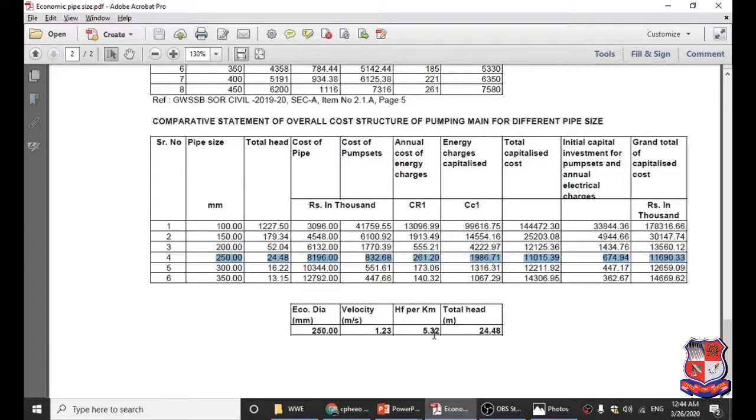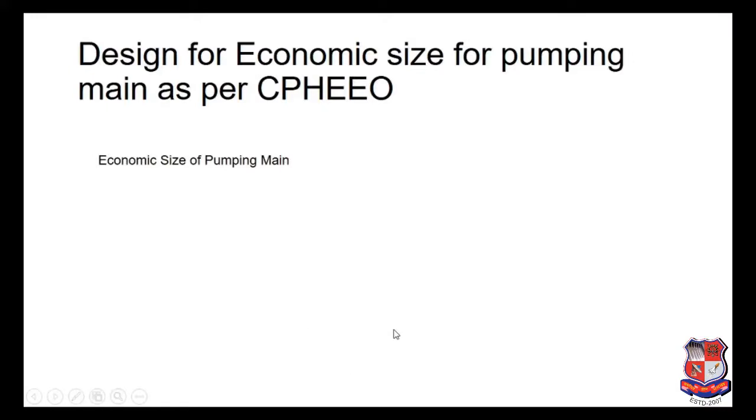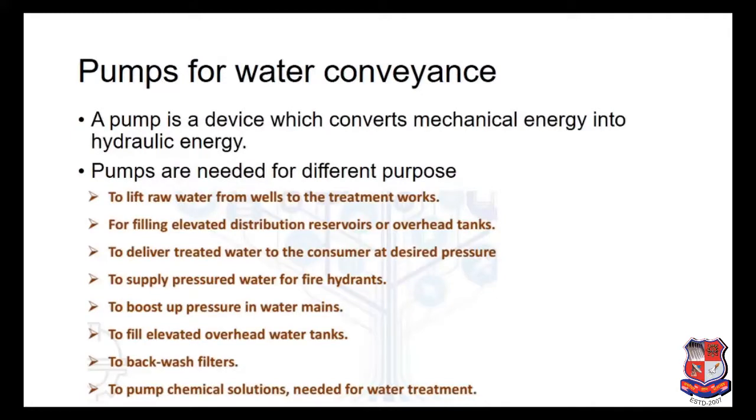Head loss per kilometer is 5.32, and total head required for 250 mm dia pipe is 24.48 meter. Right. So using this, we can design a pipeline or rising main, or we can carry out techno-economical analysis of rising main. So now these are some pump requirements, right?